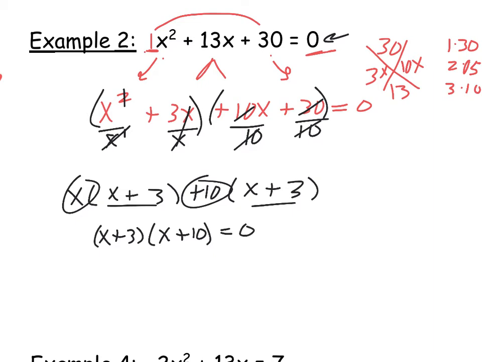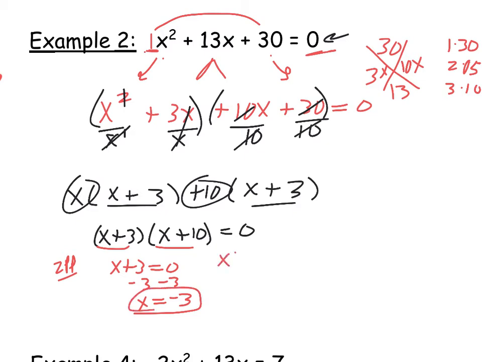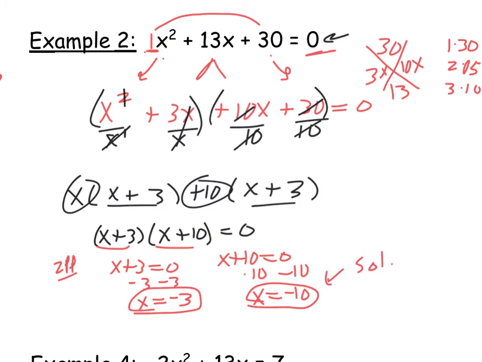So once again, some people think after you factor, you're done. You're not. You have to kick in the ZPP, the zero product property. Set each one of your factors equal to 0. So x plus 3 equals 0, and then solve. Subtracting 3 from both sides, I get x equals negative 3. x plus 10 equals 0. Subtracting 10 from both sides, I get x equals negative 10. And there you go. Once again, these are my solutions.